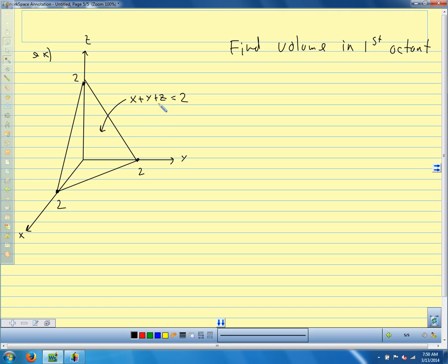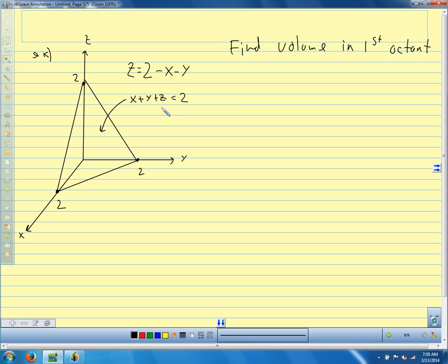So this plane is x plus y plus z equals 2. We need z. We need our surface, z equals f of x, y. So what is our surface? z equals 2 minus x minus y. All right, so we have our function. So there's our function that we're going to put into our iterated integrals, 2 minus x minus y.